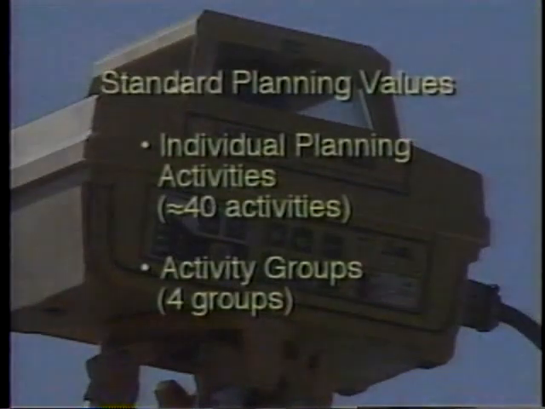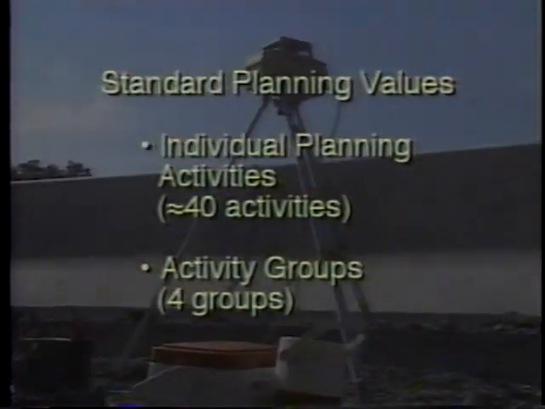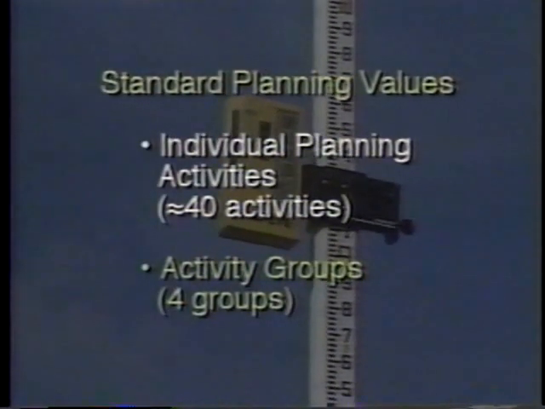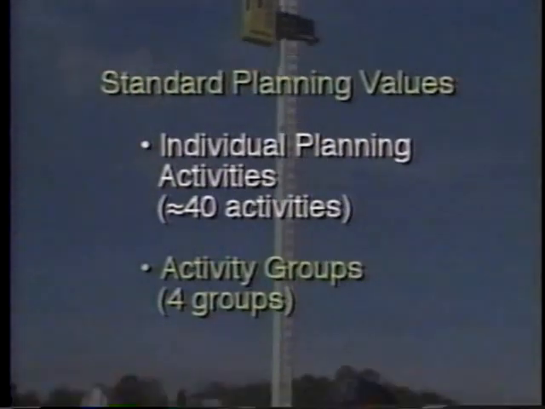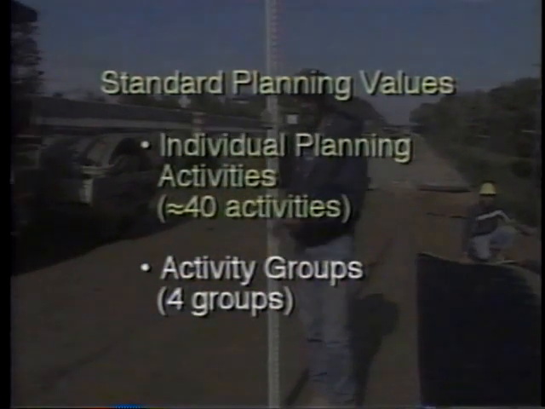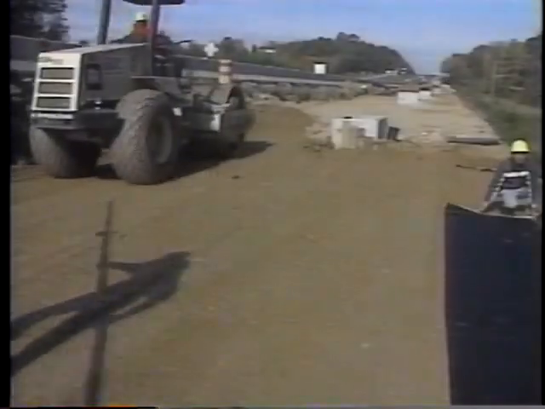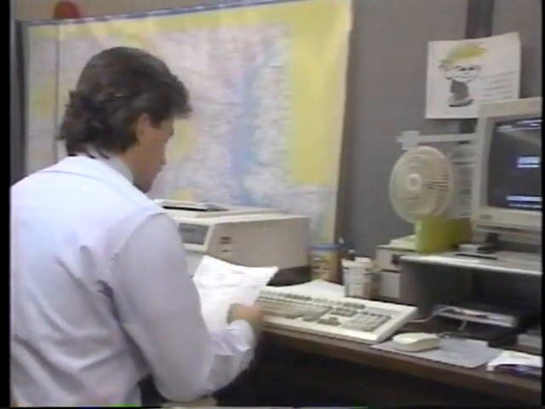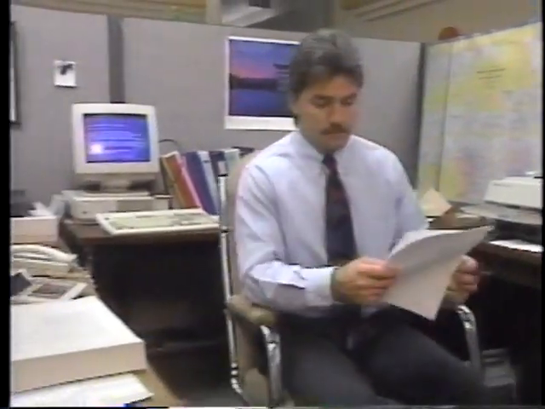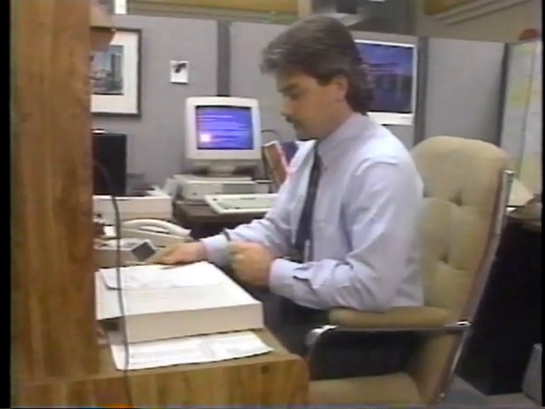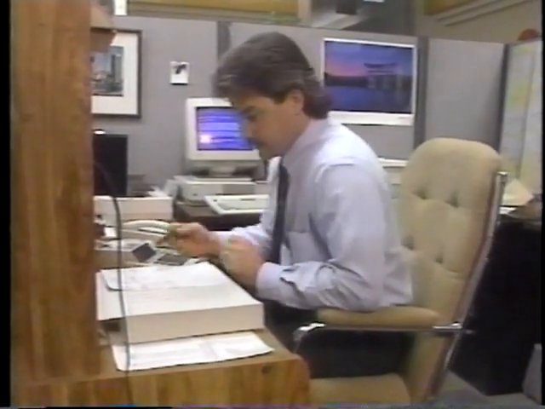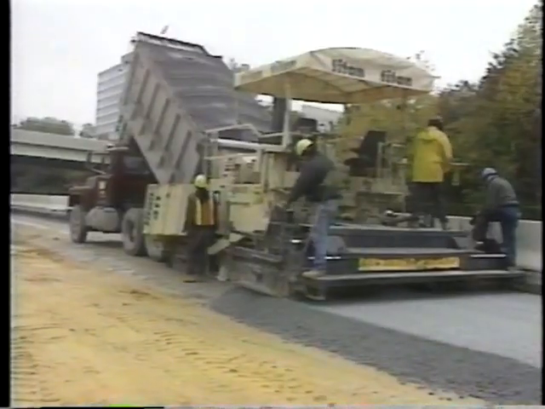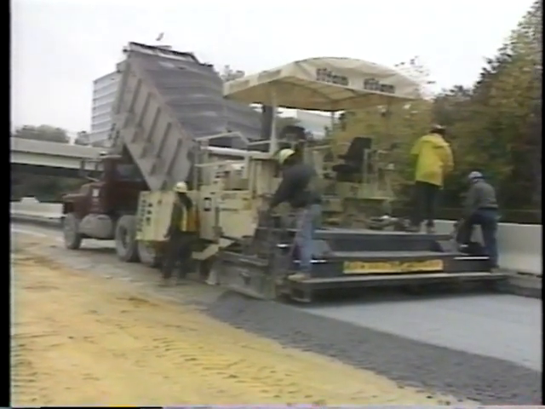Two sets of standard planning values are typically used in planning. The two sets of standards are for individual activities, approximately 40 activities, and activity groups, 4 groups. The accuracy of the planning values varies with the degree of sophistication in defining construction management activities and the data available about the contracts or construction programs. Planning standards provide the most accuracy in manpower planning.